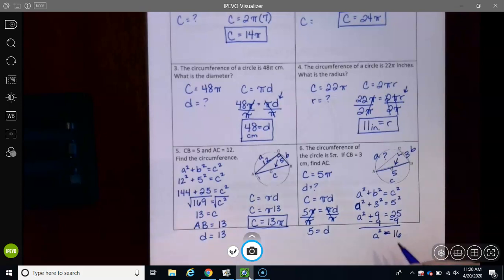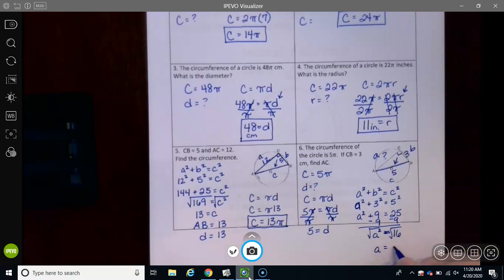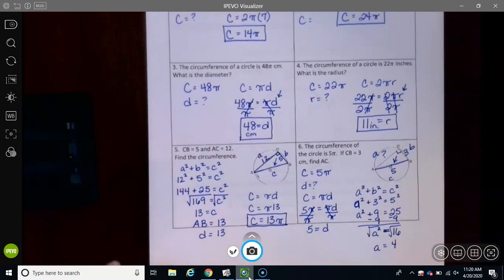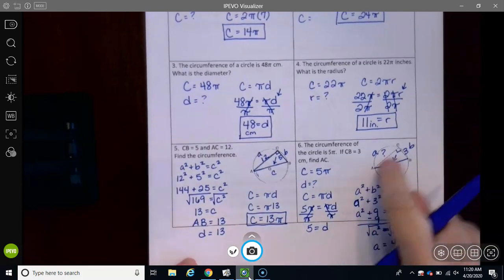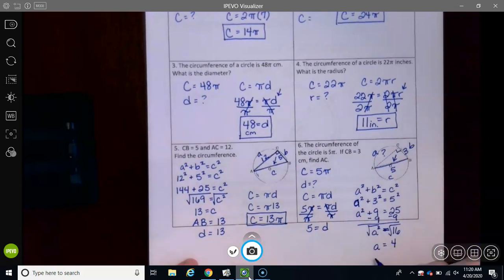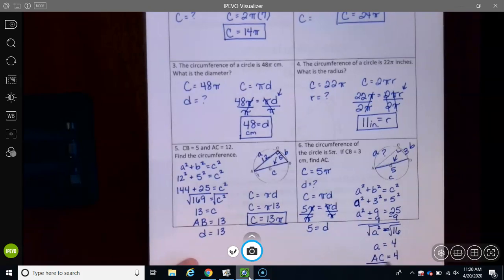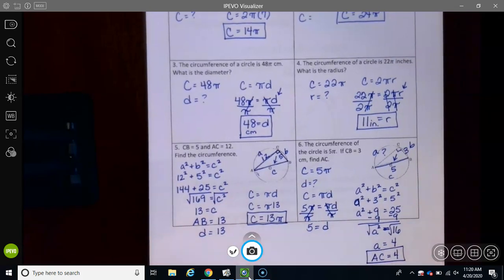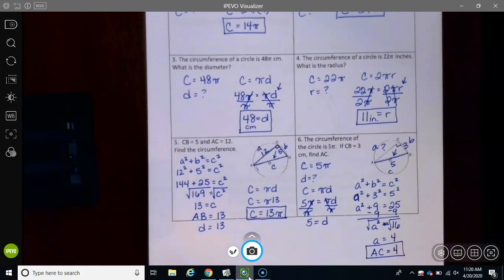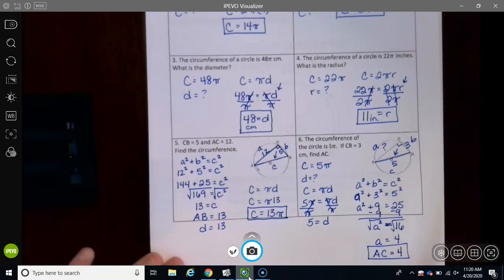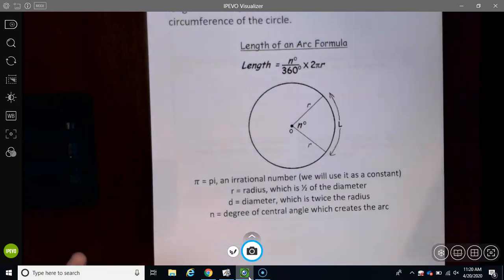All right, finishing this problem up, take the square root of both sides, and we get A is 4. Because the square root of 16 is 4, and A was that AC side, so last but not least, since they told me to find AC, I would label it as AC equals 4. So again, another two-step problem, similar to this one, just worked in opposite directions. All right, so that's all about the circumference of a circle.